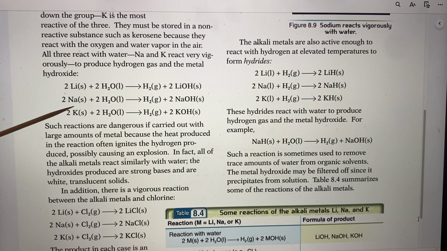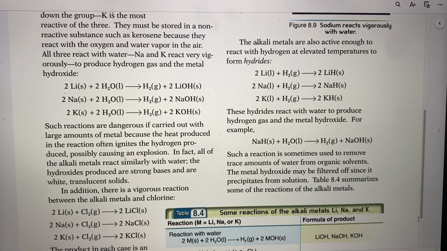Sodium the same way. Two sodiums, Na is sodium, solids react with two molecules of water, liquid water, and they'll produce NaOH solid, which is sodium hydroxide, and then they'll give off some hydrogen. Same with potassium. K means potassium. You need two Ks and two waters, and it'll produce hydrogen gas and also potassium hydroxide. These are how they react, and they react very vigorously with water, giving off hydrogen gas.